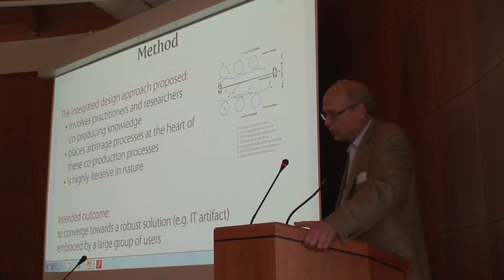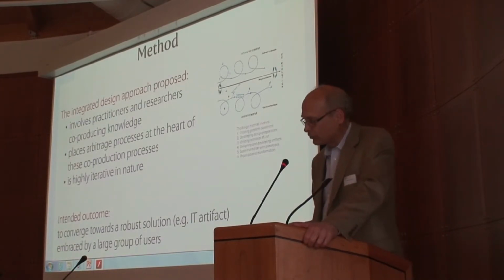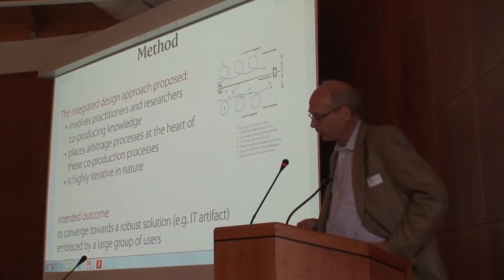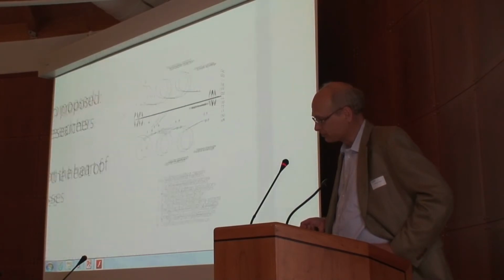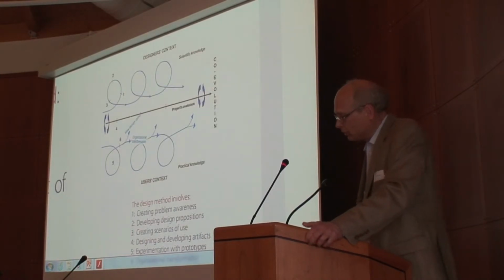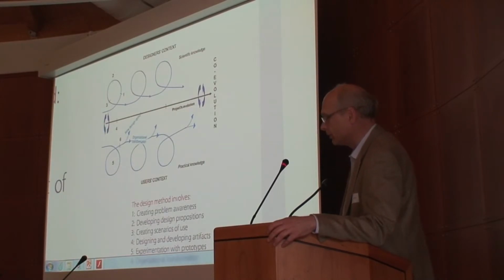It involves numerous loops of getting from the initial problem to the ultimate solution. The intended outcome here is to converge towards a robust solution, also rooted in an IT artifact that is embraced by a large group of users. This is one of the pictures in the article which shows these iterative loops in a designer context as well as in a user context. These two, of course, highly interrelate.